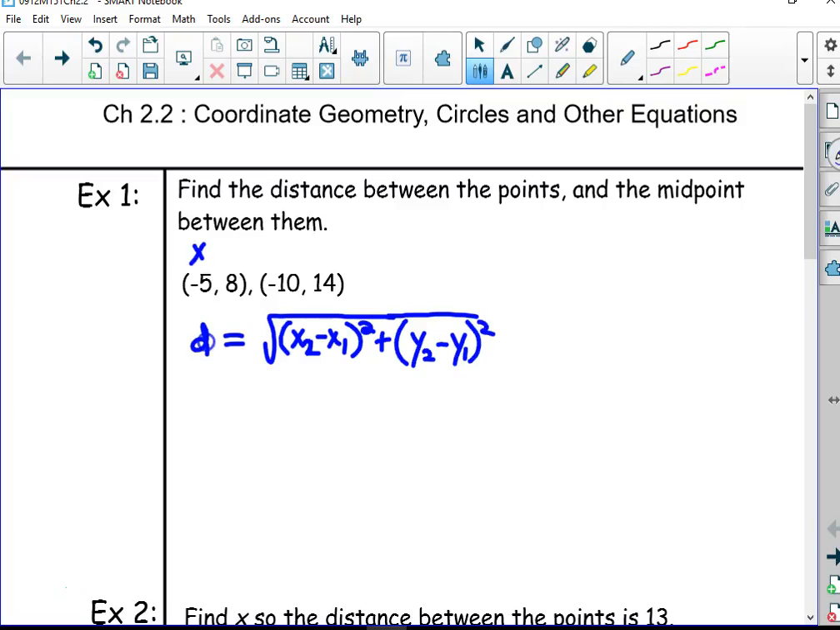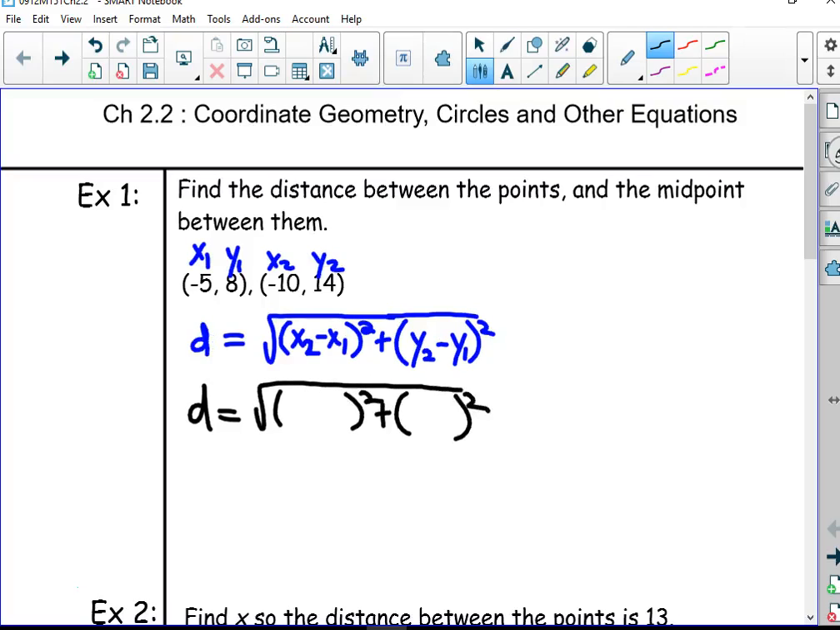So let's label our points and substitute and find the distance. So x2, it looks like it's -10 minus -5. And then we get y2 is 14 minus 8. Okay, so we're going to simplify.